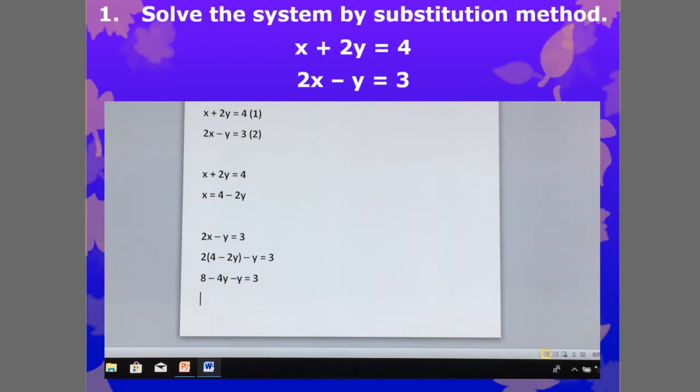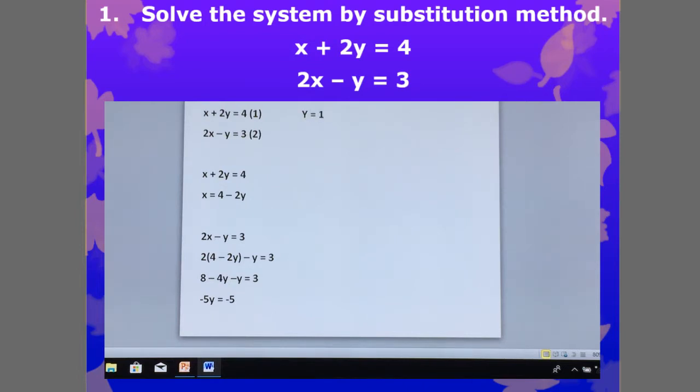Combining like terms, negative 4y minus y is negative 5y. 3 plus negative 8 is negative 5. We added negative 8 to both sides of the equation so that on the left side, we only have the y term. Dividing both sides of the equation by negative 5, our y is equal to 1.